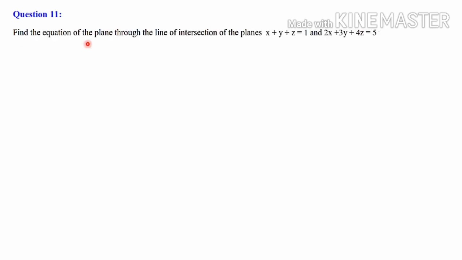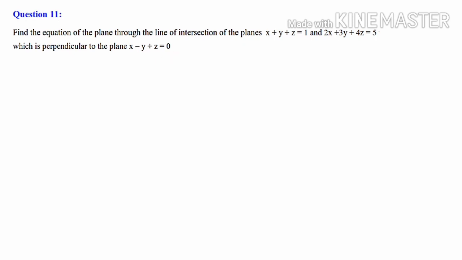Next, we shall discuss question number 11. Find the equation of the plane through the line of intersection of the planes x plus y plus z is equal to 1 and 2x plus 3y plus 4z is equal to 5, which is perpendicular to the plane x minus y plus z is equal to 0. Here, the equation of the plane through the line of intersection of planes is given, and another condition is that the required plane is perpendicular to this plane.